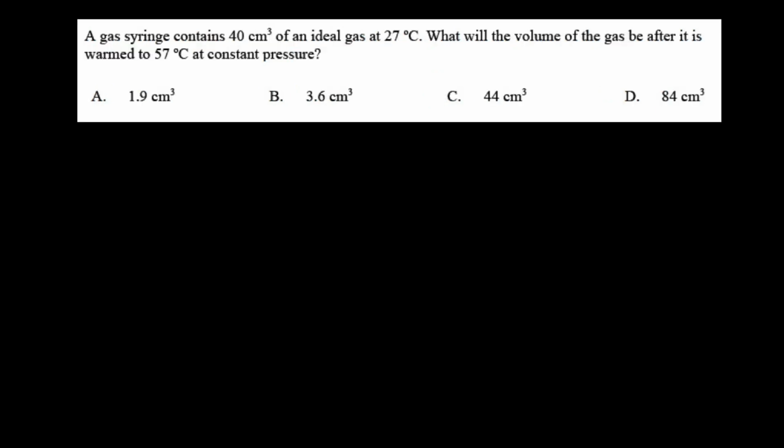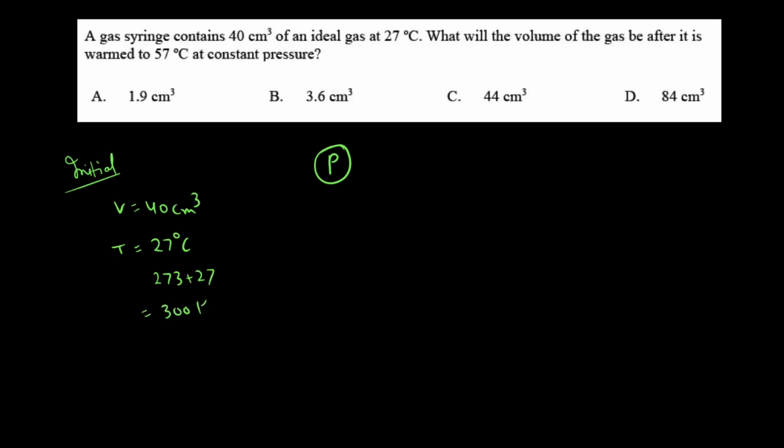Okay, so the question is, a gas syringe contains 40 cm cube of an ideal gas at 27 degrees Celsius. What will be the volume of the gas after it is warmed to 57 degrees Celsius at constant pressure? So P is constant, okay, and the initial condition is given. The volume is 40 cm cube, temperature is 27 degrees Celsius, so we change into Kelvin, so this becomes 300 Kelvin. Now in the final condition, the volume we need to find.